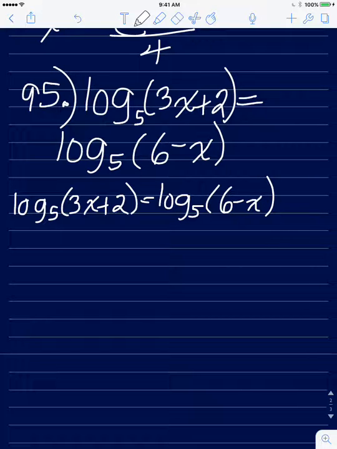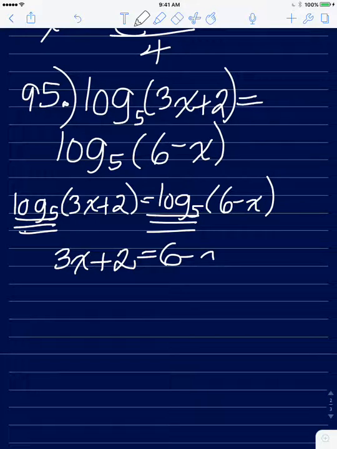If you look at both sides, I have log base 5 of something on this side and log base 5 of something on this side. And if I have logs with the same base on either side, then I can essentially cancel them out, and I'm left with 3x plus 2 equals 6 minus x. And I can just solve for x here. So what do I have here? 4x equals 4, x equals 1.